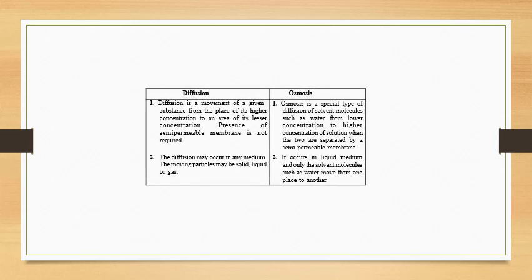So, diffusion and osmosis, the difference between them. Diffusion is a movement of a given substance from the place of its higher concentration to an area of its lesser concentration; the presence of a semi-permeable membrane is not required. But osmosis is a special type of diffusion of solvent molecules such as water from lower concentration to the higher concentration of solution when the two are separated by a semi-permeable membrane.